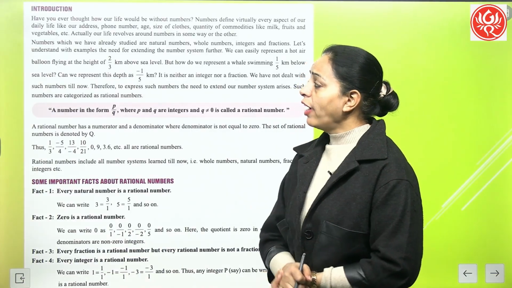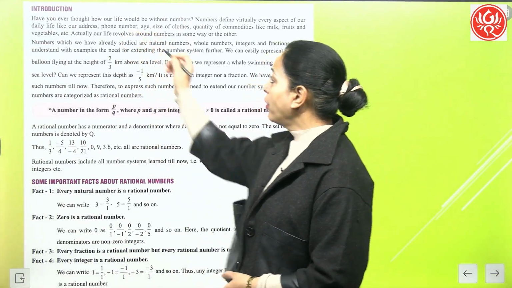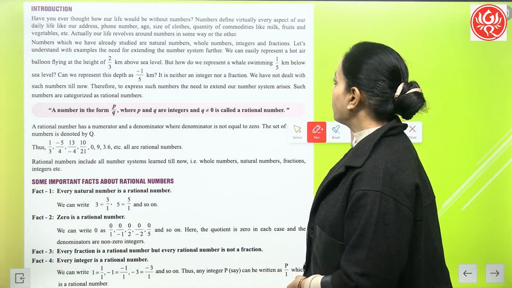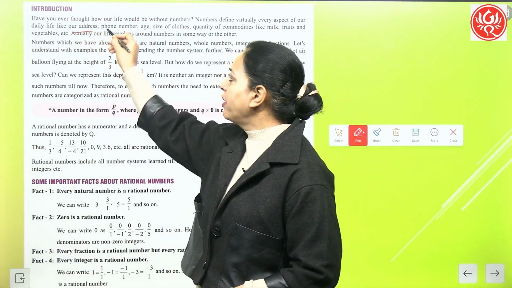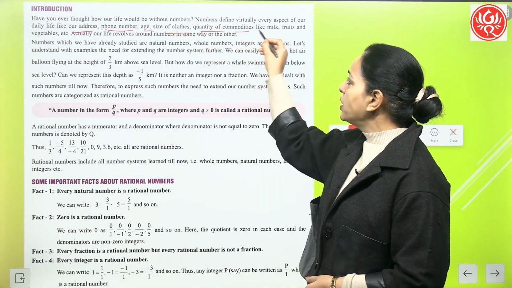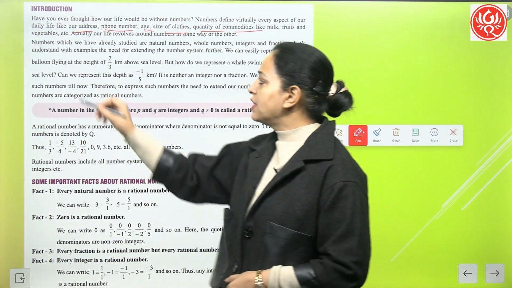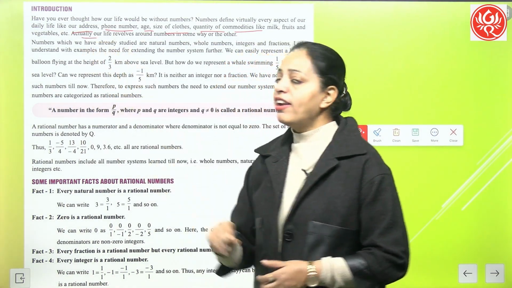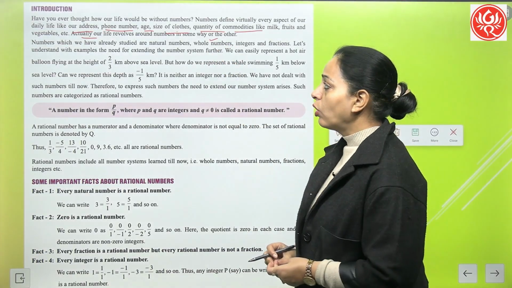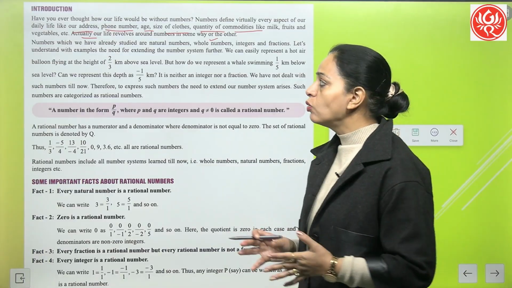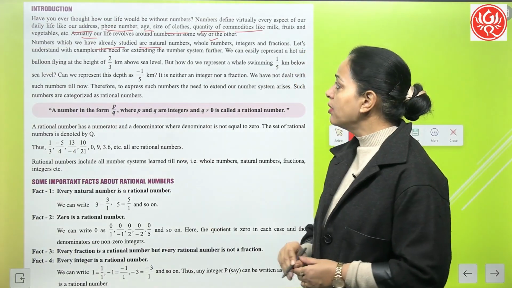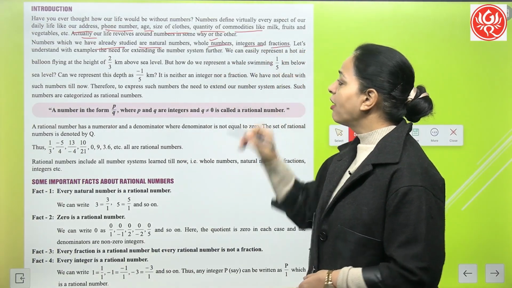Now introduction. Have you ever thought how our life would be without numbers? Numbers define virtually every aspect of our daily life, like our address, phone number, age, size of clothes, quantity of commodities like milk, fruits and vegetables, etc. Actually, our life revolves around numbers in some way or the other. Okay, we can't imagine our life without numbers. So numbers which we have already studied are natural numbers, whole numbers, integers and fractions.